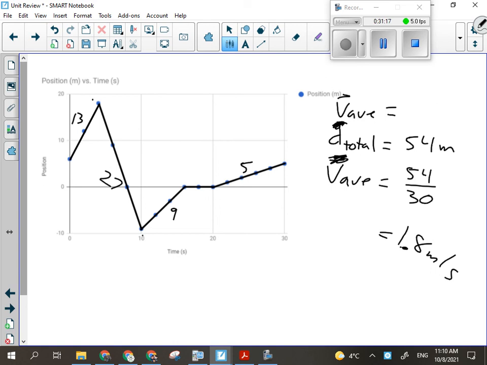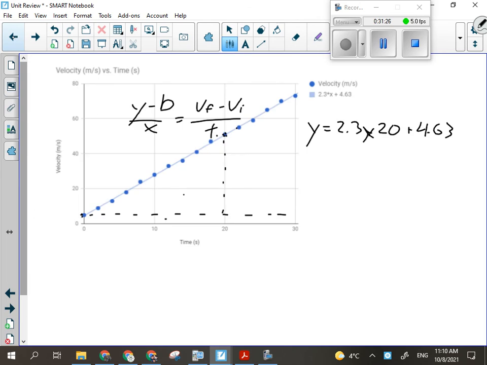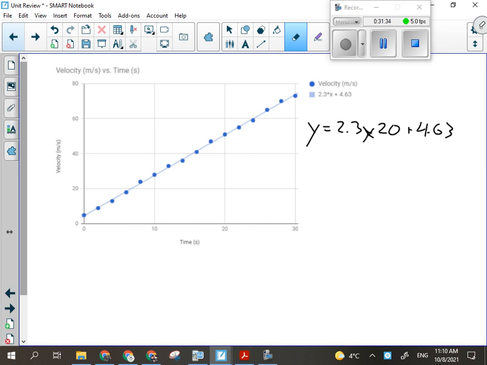Okay, for position versus time graph. Okay, so let's say, let's have you do this one. All right. So here's a velocity versus time graph. Okay, the equation is there. I just wrote it bigger because it was small and it was hard to read. Okay, so it's 2.3 times x.